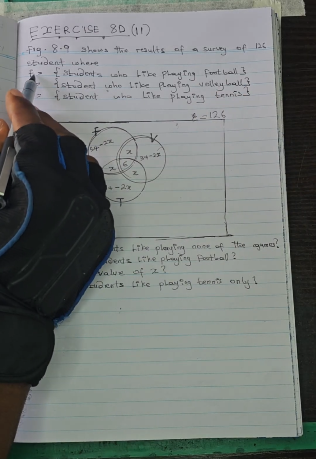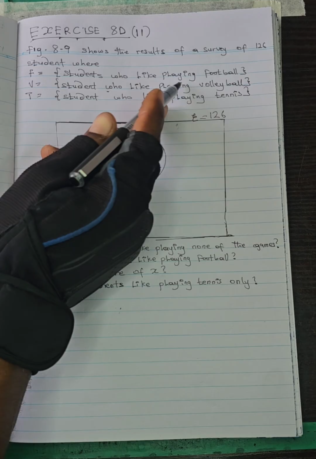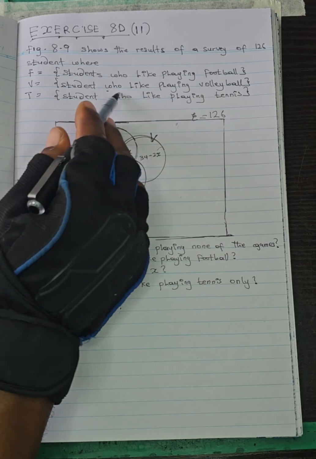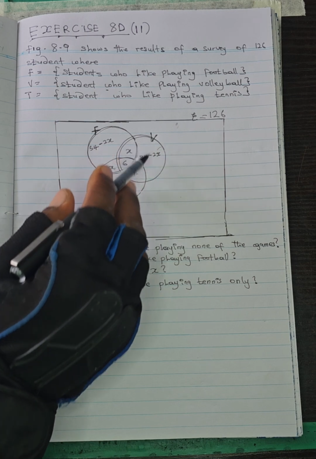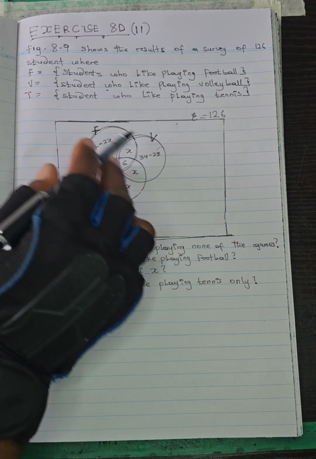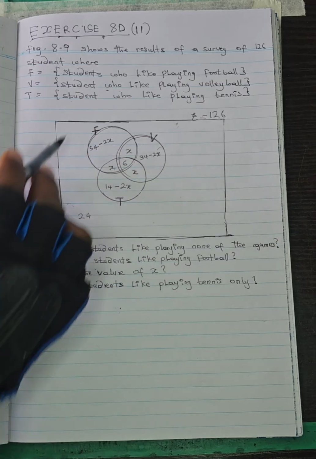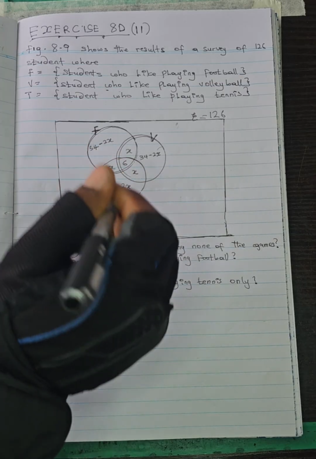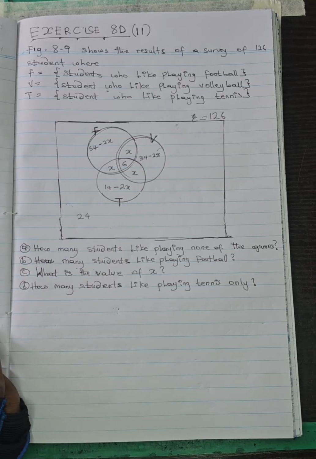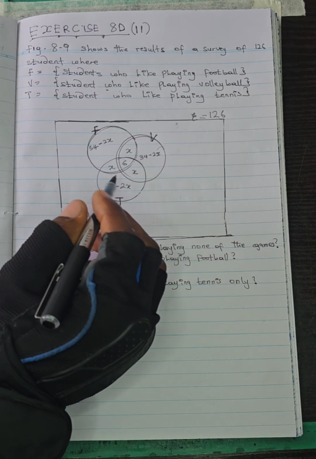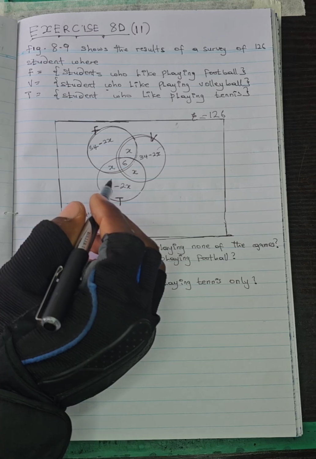F, students who like playing football, which is F. See them here. V, students who like playing volleyball. This is here. And T, students who like playing tennis. Now, the question: I've already sorted out the Venn diagram for us. We've already done the Venn diagram for us, right?